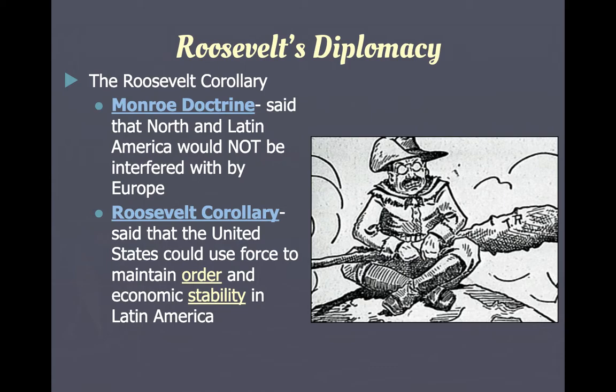So the Roosevelt Corollary. I mentioned the Monroe Doctrine before. Basically, it said that North America and Latin America would not be interfered with by European powers. Okay, so basically what it did is it made the United States the police, essentially, of the Western Hemisphere. And then the Roosevelt Corollary went along with that, and it said that the U.S. could use force in order to maintain order and economic stability in Latin America. So what this does is it makes the U.S. more of a military presence in Latin America because we want to get more involved economically down there.